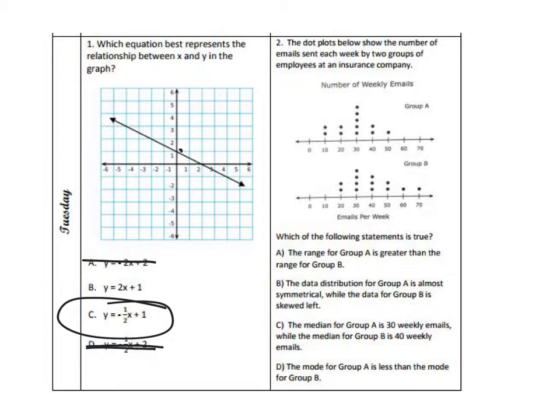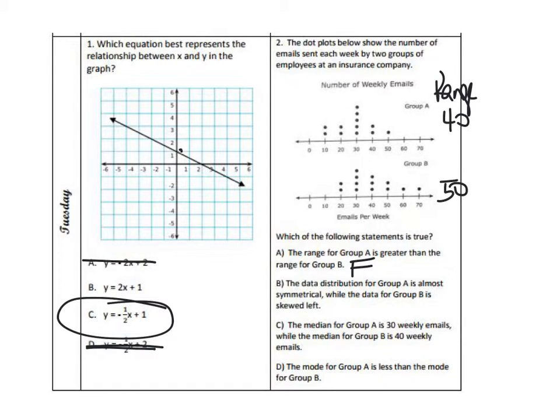Now remember, the range is the difference, right? So we're going to go ahead and find the range for both of them. Group A is 50 minus 10, and that's going to be 40. Group B is 70 minus 20, and that's going to be 50. So the range of group A is greater than B? No, so then that's false.